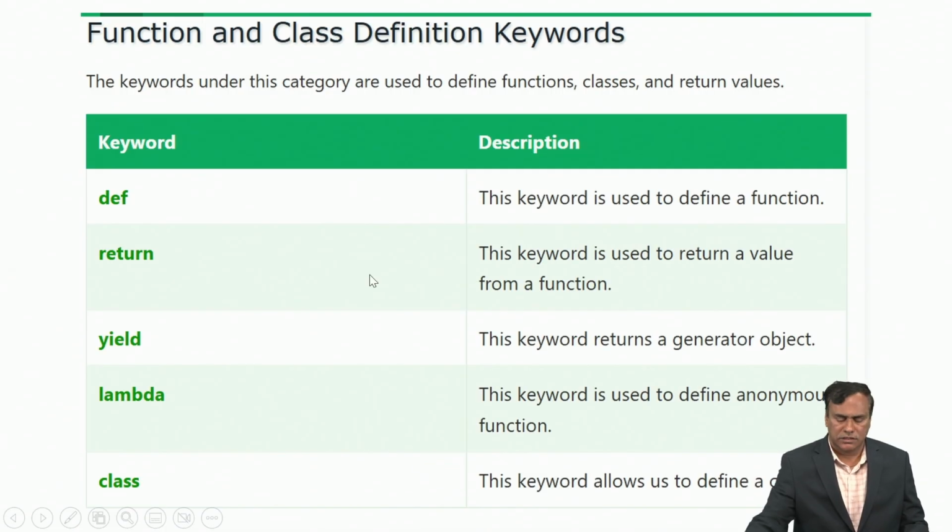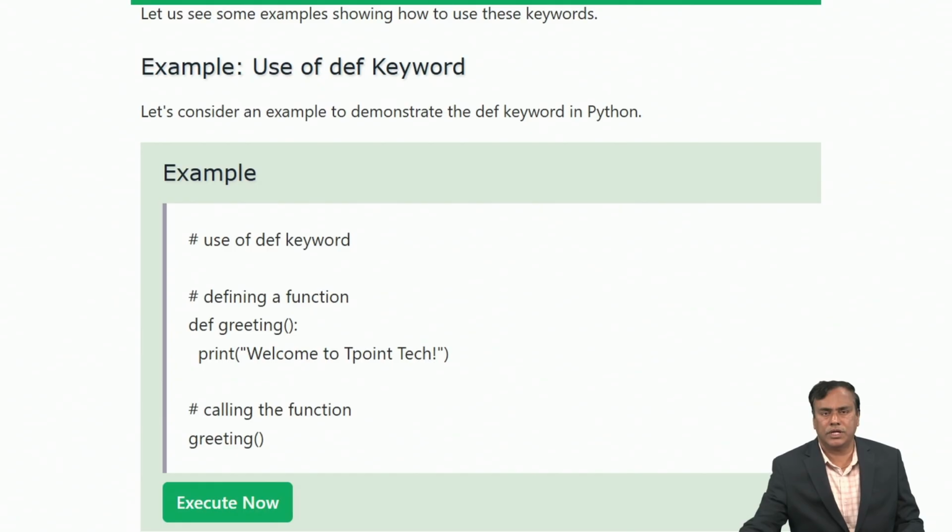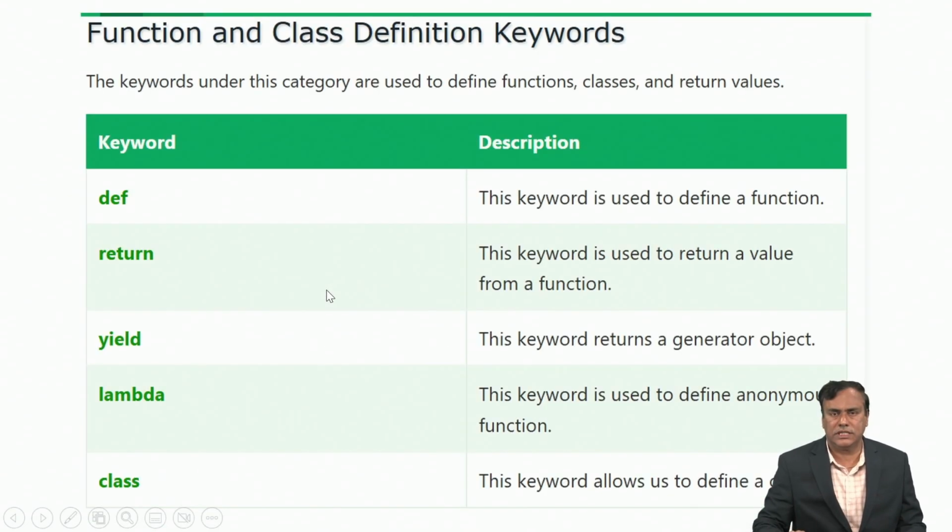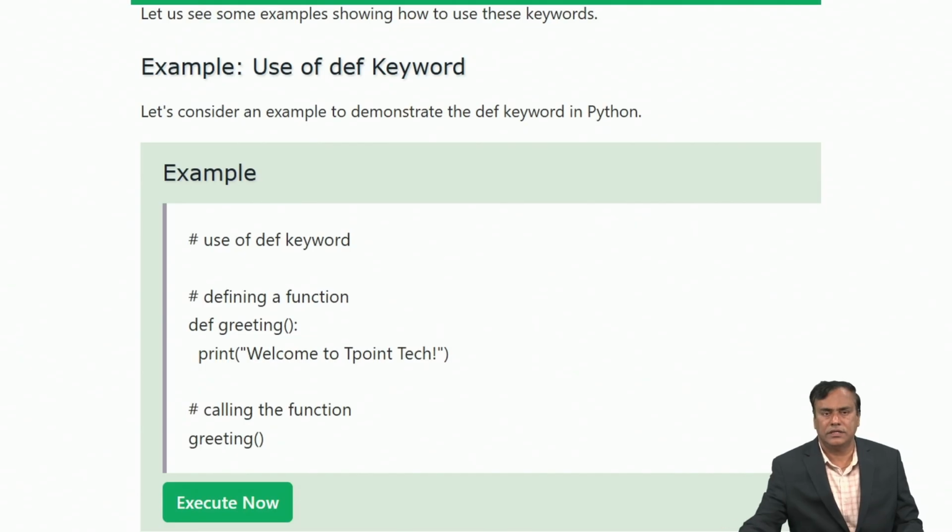So these are various keywords. Let us take an example about the use of the def keyword at first. We came to know that the def keyword is used to define a function. So here we have defined one function. The def is a keyword.